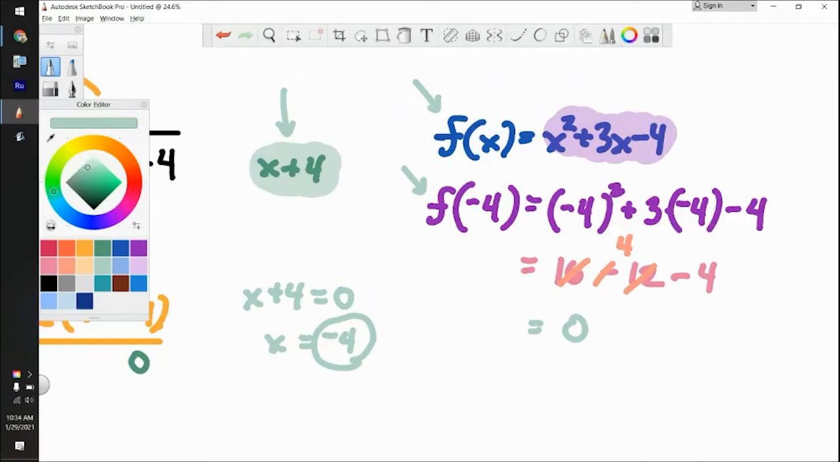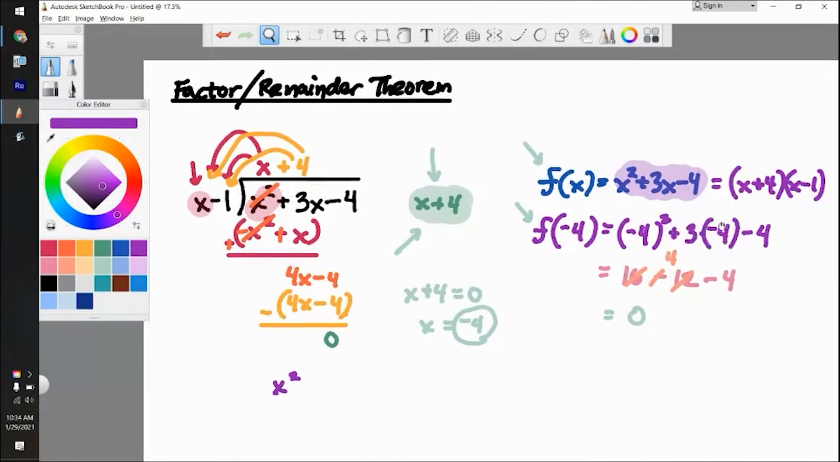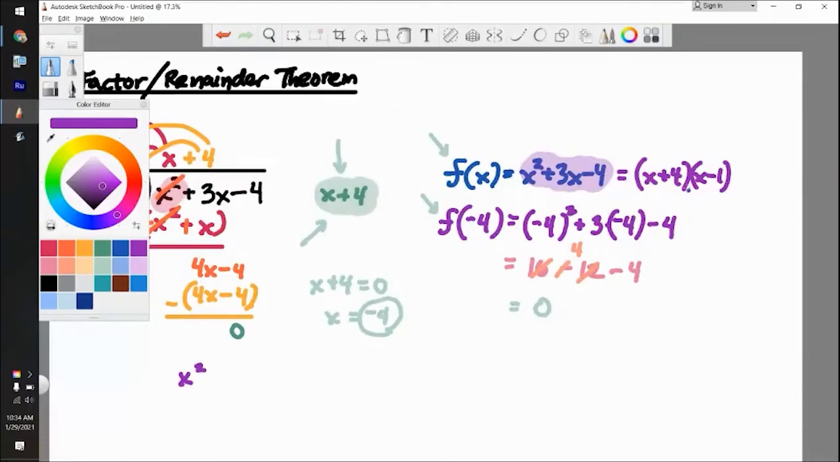If you get 0 as a remainder, then whatever your answer is a factor. And that is a factor of this x squared plus 3x minus 4. Because I can rewrite it if I wanted. X squared plus 3x minus 4 is going to be x plus 4 times x minus 1. And if you notice, because I plugged the negative 4 in there, it does show that it is one of the factors. So if there is a 0 there, that means that it's definitely a factor. That's why it's called factor/remainder theorem, because it shows that if the remainder is 0, then it is a factor. If the remainder is not 0, then it's not a factor.